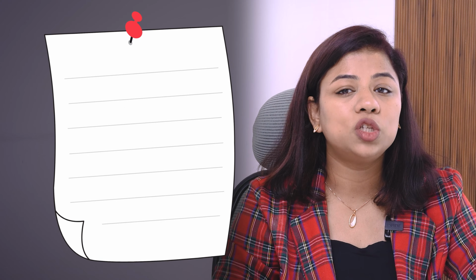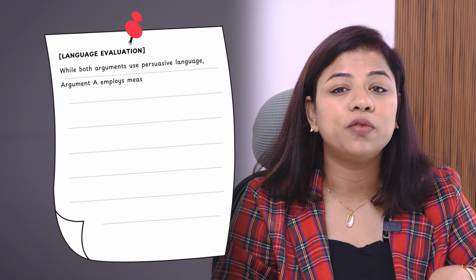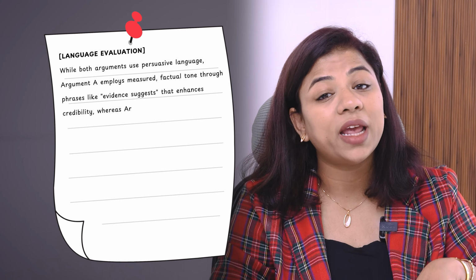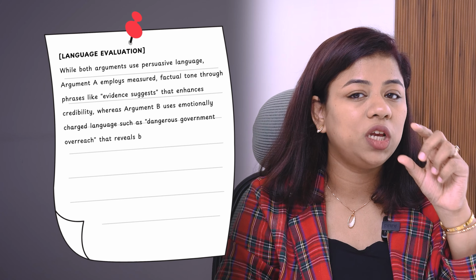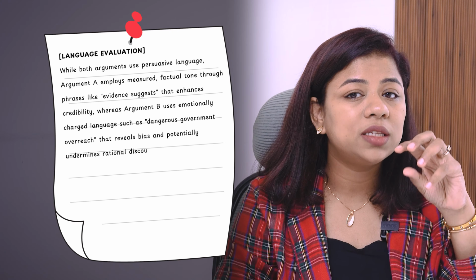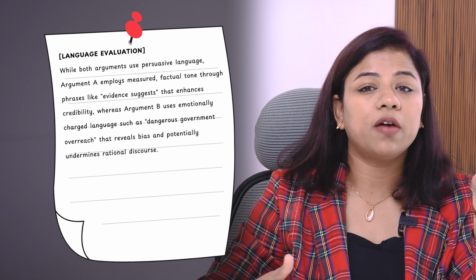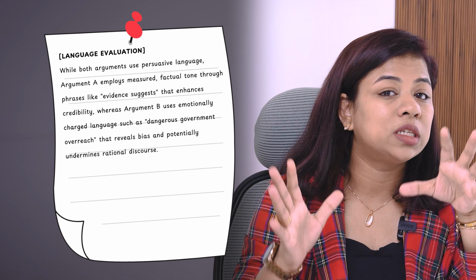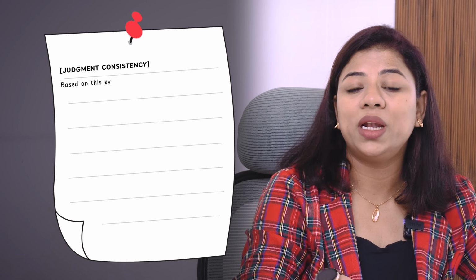While both arguments use persuasive language, argument A employs a measured factual tone through phrases like "evidence suggests" that enhances credibility. So I'm talking about the language she started using. Now the next part is, whereas argument B uses emotionally charged language like "dangerous government overreach" that reveals bias and potentially undermines rational discourse.